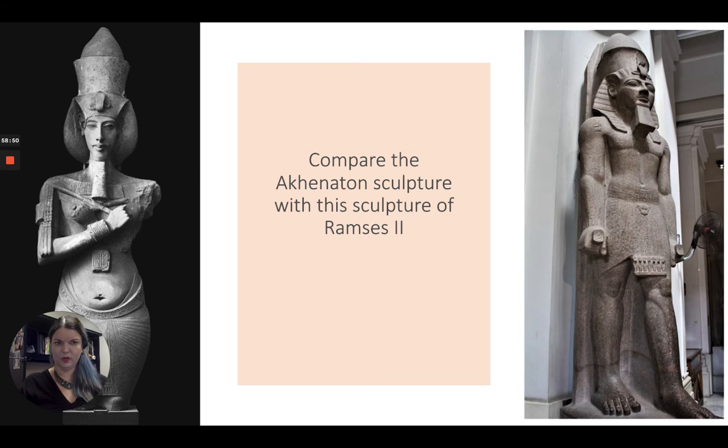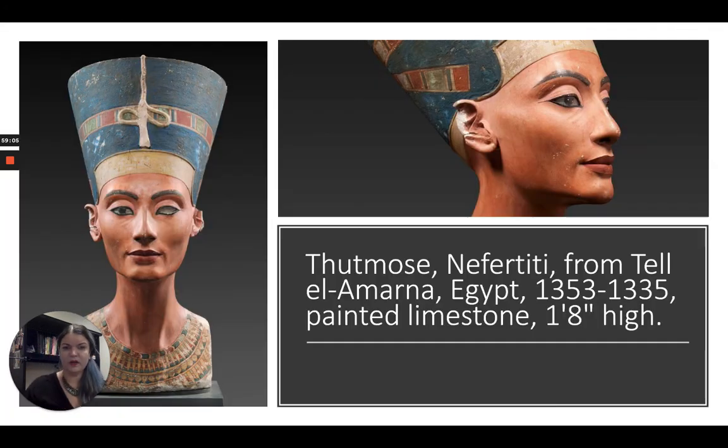He has a flat stomach. He has big shoulders. He has big muscles. He has no voluptuous lips. He's very stiff. And then we have this flowy, beautiful, soft portrayal of Akhenaten. So a very big shift culturally in how things are portrayed.